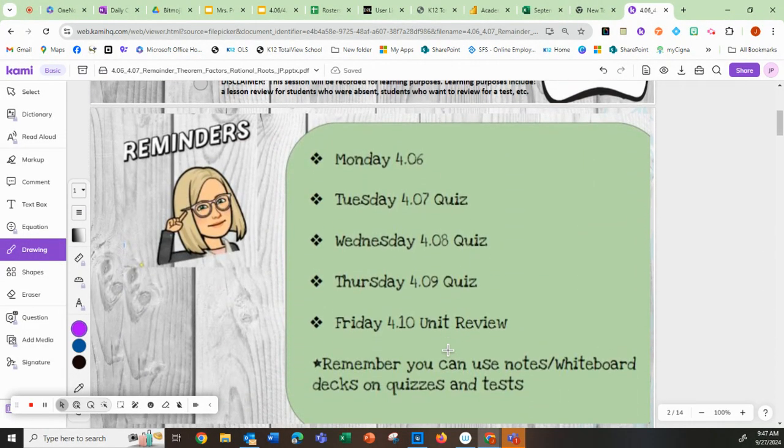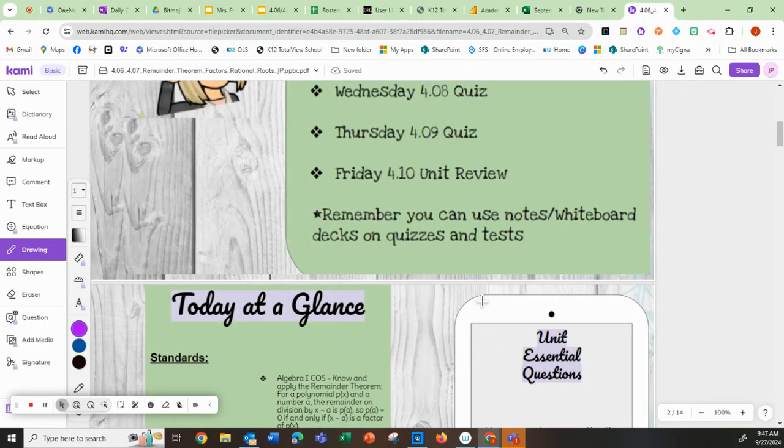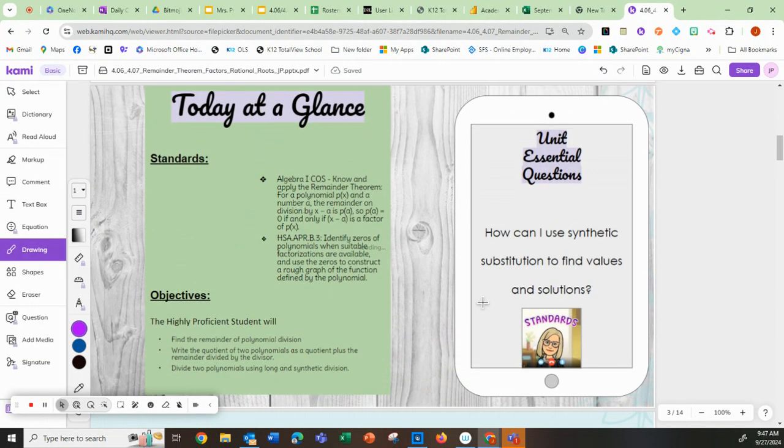This is the week at a glance, the week that starts with Monday, September the 30th, and goes through Friday, October the 4th. We're finishing up with Unit 4, with a 4.10 unit review on Friday. These are our objectives for the Alabama Course of Study for Algebra 2, but we're going to focus on how to use synthetic substitution to find values and solutions.